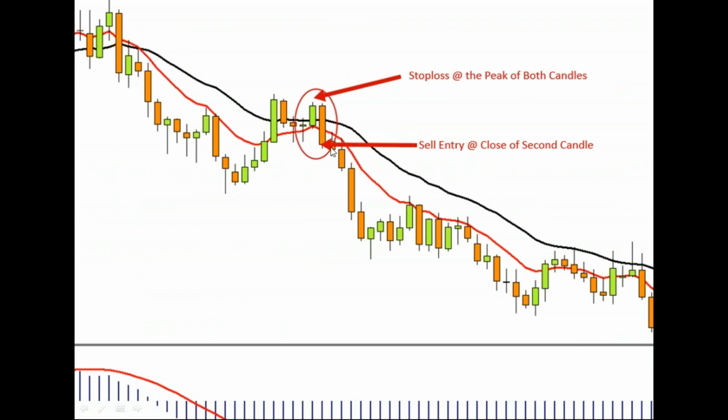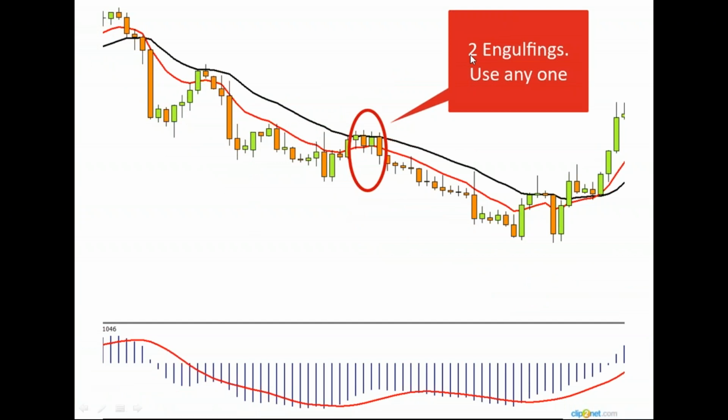So we would have had our sell entry here, and then our stop loss here, and then we ran down, and we continue in that situation. Okay, let's go. Look at another one here.